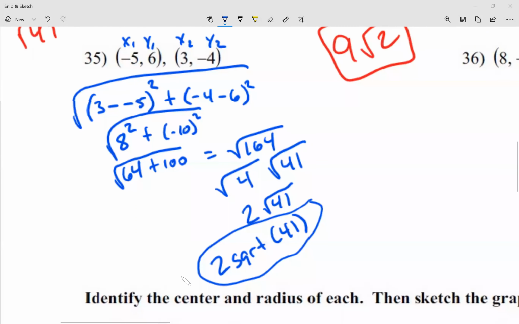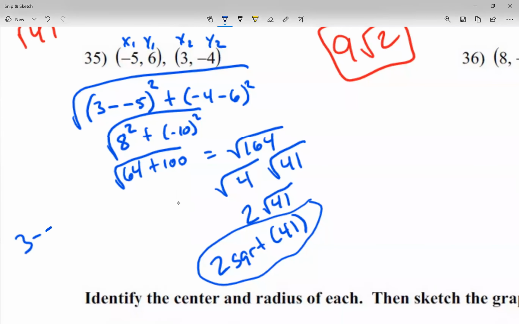Question here is, how did you get that 8? Okay, so just looking at the first parentheses, 3 minus a negative 5. We know that two negative signs make a plus sign. So 3 plus 5 is 8. That's how I got the 8 from the first parentheses.